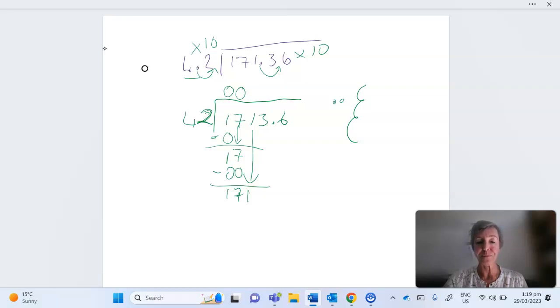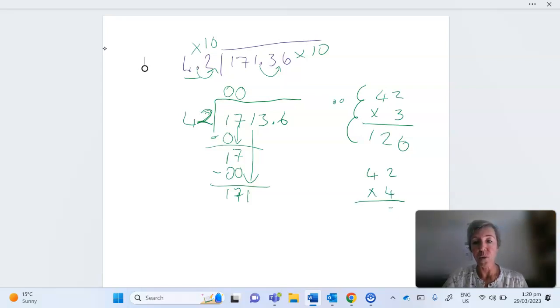171. Well, 42 and 42 is going to give me 84. So I just want to see what 42 times 3 gives me. 2 times 3 is 6. 4 times 3 is 12. Okay, 126. Let's see what 42 times 4 gives me.